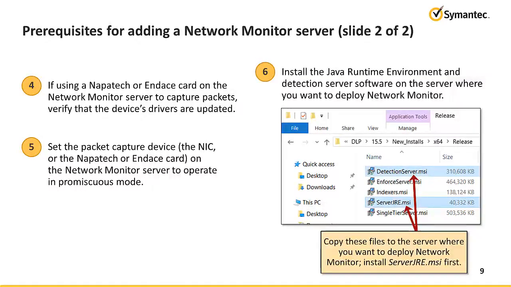Next, if you are installing Network Monitor on a Windows server, double-click the serverjre.msi file and complete the installation wizard, accepting all the defaults. Then double-click the detection server.msi file and complete the installation wizard. For more details on the Windows installation process, refer to the Symantec Data Loss Prevention 15.5 installation guide for Windows. If you are installing Network Monitor on a Linux server, please refer to the Symantec Data Loss Prevention 15.5 installation guide for Linux for detailed installation instructions.